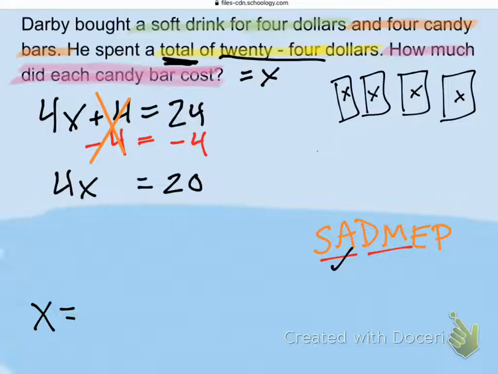So I divide by 4 on each side. See how divide by 4 equals divide by 4? Notice how each of my steps has the same operation on both sides. So 4 divided by 4 is 1, so it goes away, and I'm just left with X, because 1X is X. 1 Izzy is just Izzy. 1 Miss Diaz is just Miss Diaz. And 20 divided by 4 is 5. So each candy bar cost $5.